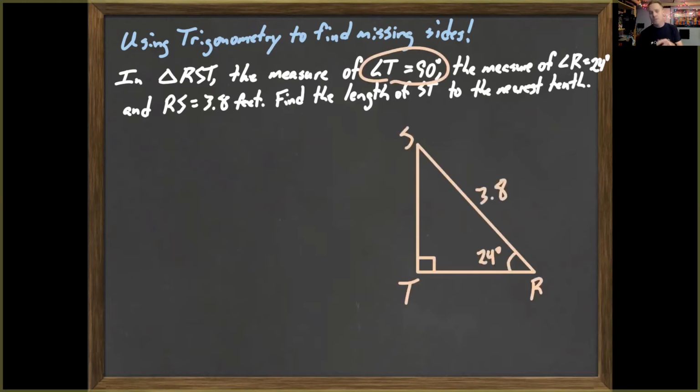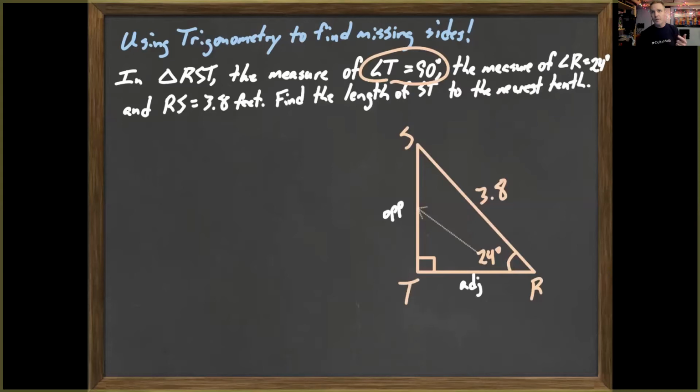So angle R is the 24 degree angle here. So this is going to be our reference angle, remember? So this is our starting point. This is our starting angle. So this is our point of reference. Here, 3.8 they gave us, that's the hypotenuse. Remember, the right angle points to the hypotenuse.